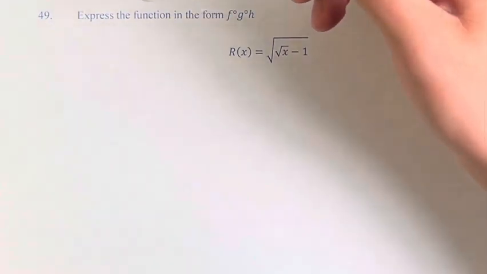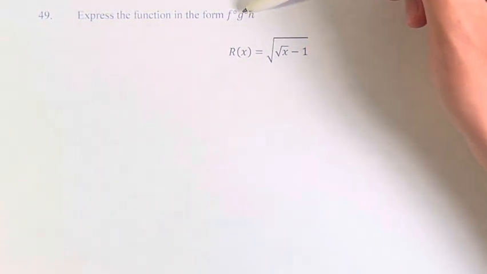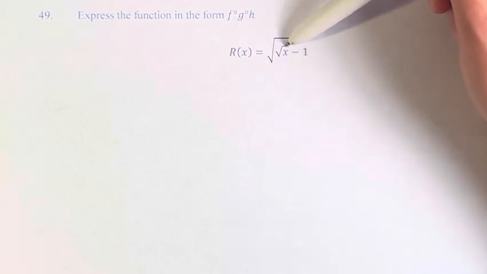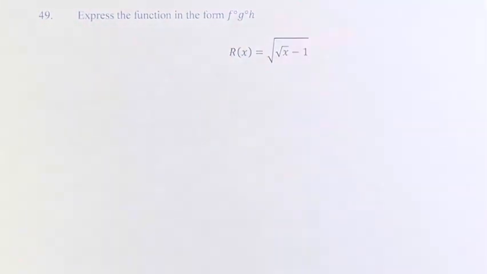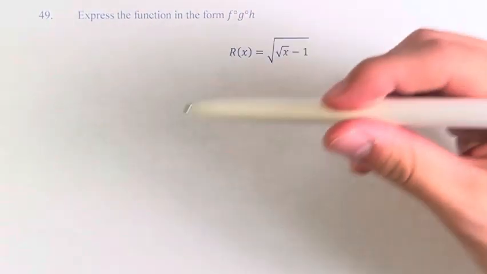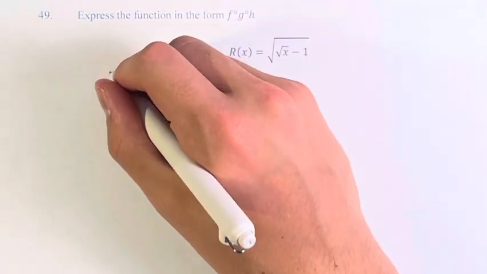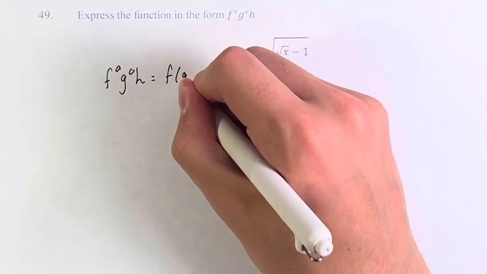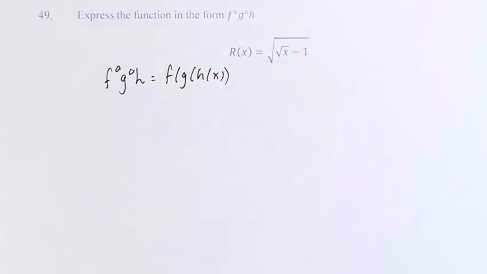In this problem, we're asked to express the function in the form f of g of h, for the function r of x is equal to the square root of x minus 1. So what we're going to do is work our way outwards from our inner function, right? So we have f of g of h. This is equivalent to f of g of h of x.